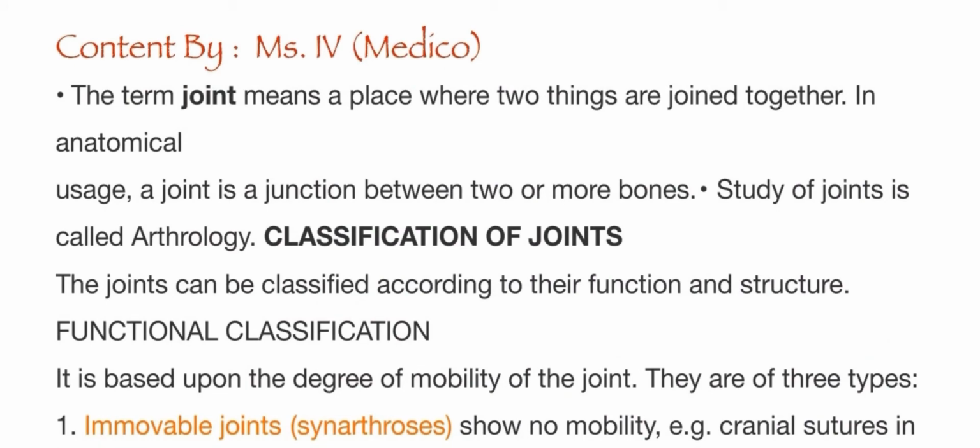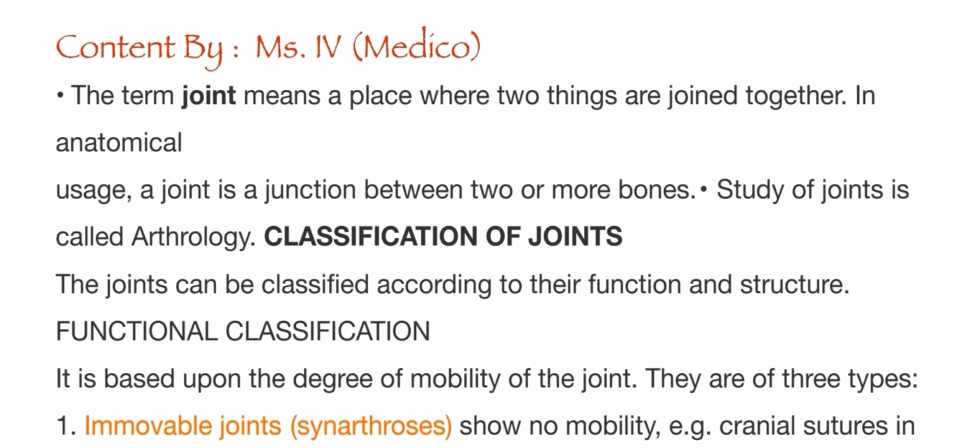So we'll start with the joints. What do you mean by joints? The term joint means a place where two things are joined together in anatomical usage. A joint is a junction between two or more bones. Study of joint is called arthrology.